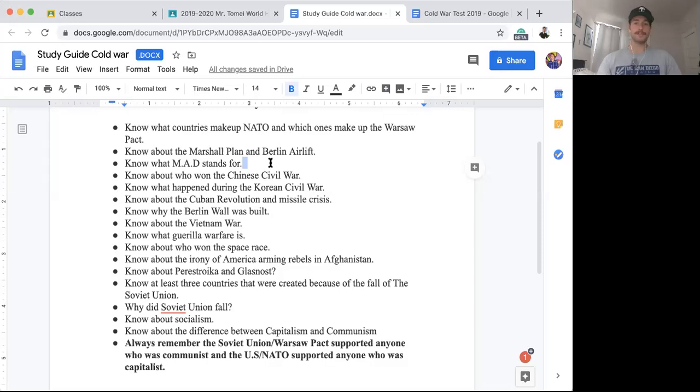Next, know about the Korean Civil War. This is why there's two Koreas today. The Soviet Union, after World War II, during World War II, Korea was occupied by Japan. When Japan was defeated, the Soviet Union got the northern part of Korea, and the United States and the Western allies got the southern part. Again, there's an argument of how Korea should come together, should be a communist country or a democratic capitalist country. And of course, we got to go to war.